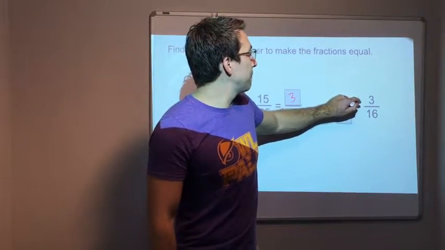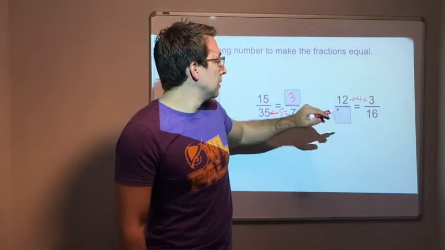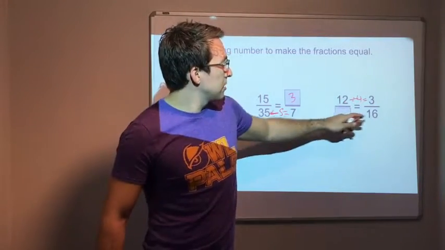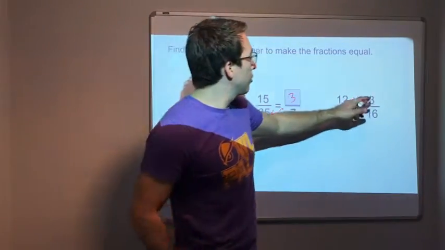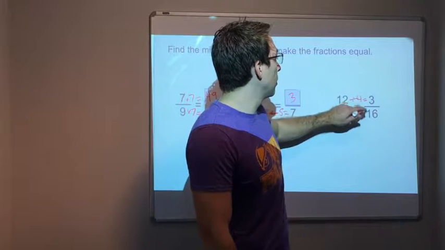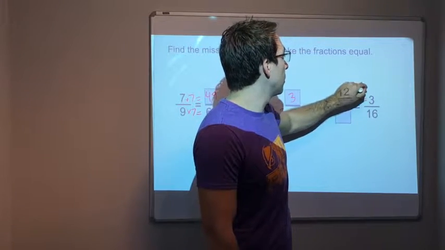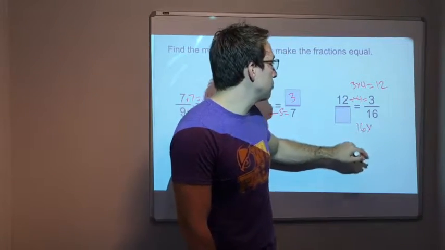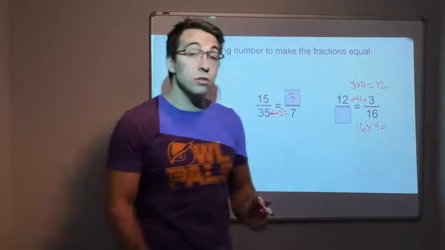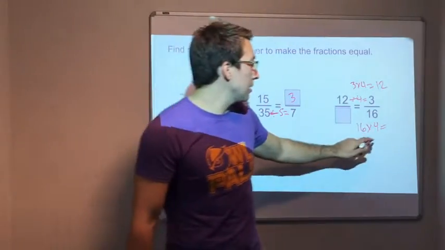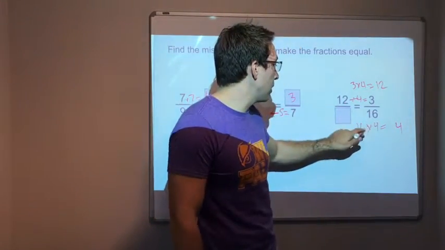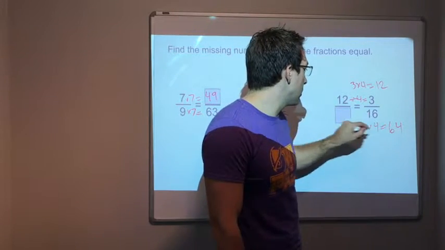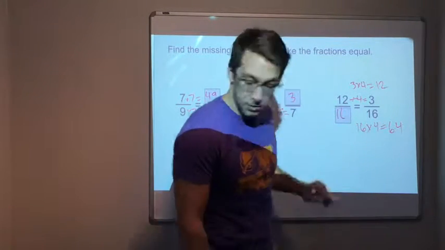12 divided by 4 equals 3. Oh, okay. So, we don't have this number, so what do we do? We go backwards. 3 times 4 equals 12. Okay, so 16 times 4 equals what? 4 times 6 is 24. Carry my 2. 64.